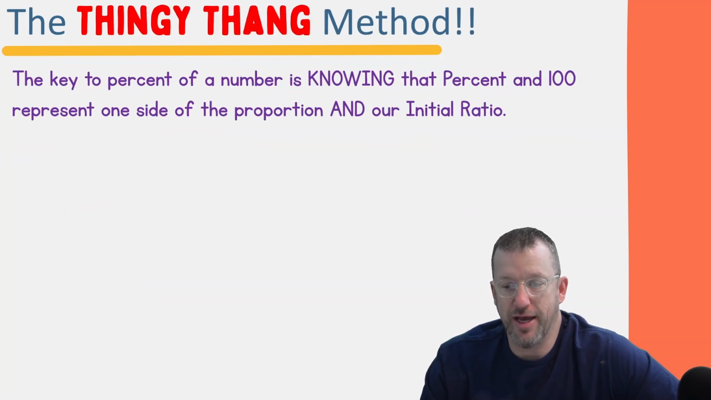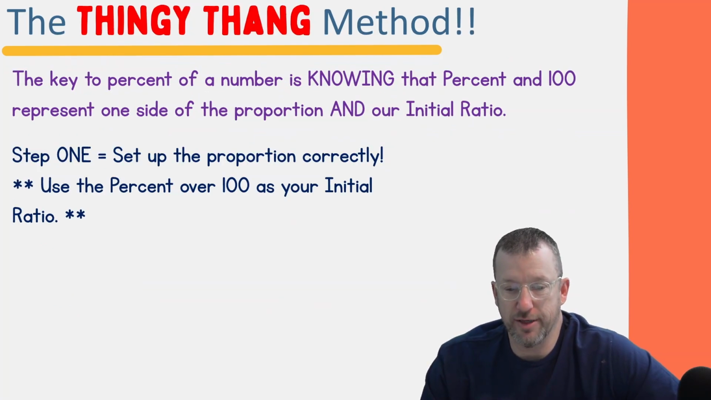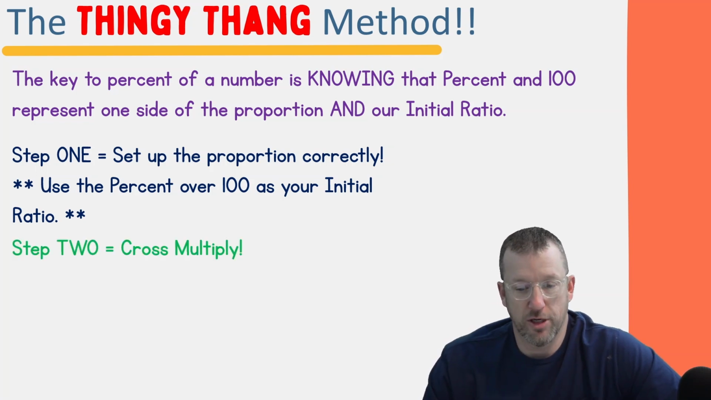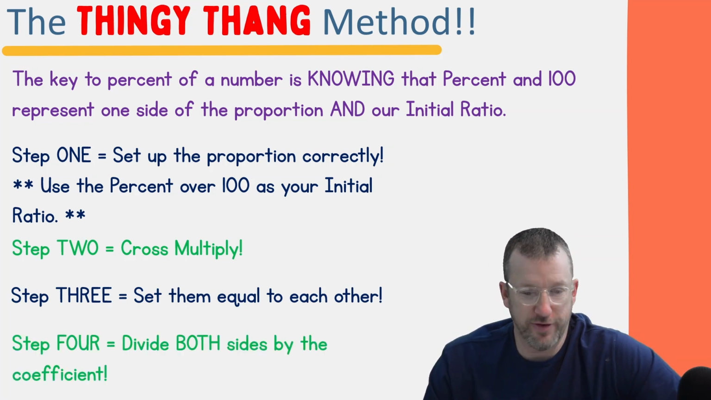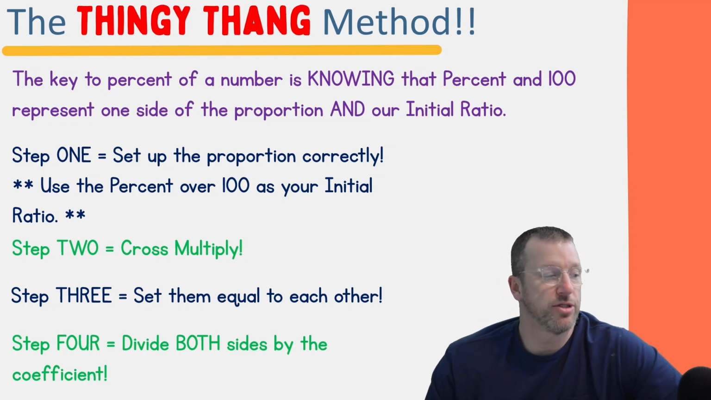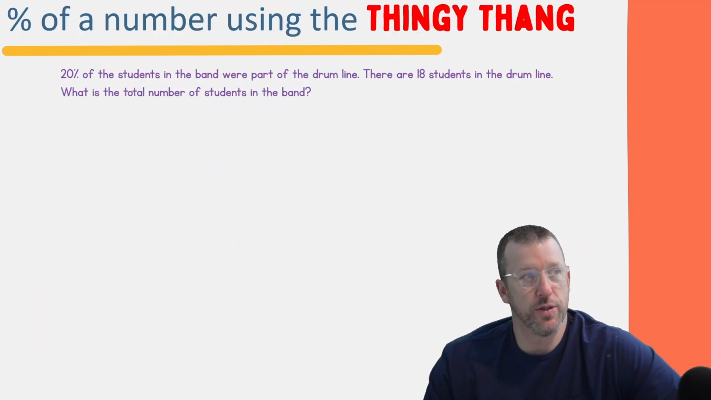Okay, so now that we have that, let's go ahead and think about solving it. Step one would be to set up the proportion correctly, which we did. And then we're going to cross multiply, and then we're going to set them equal to each other. I'm kind of going through this fast because it's been in our last 4 or 5 videos. And finally, divide both sides by the coefficient. Let's break that down and do it a little slower now.